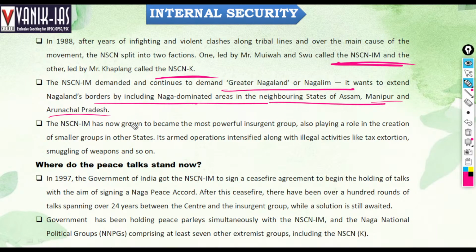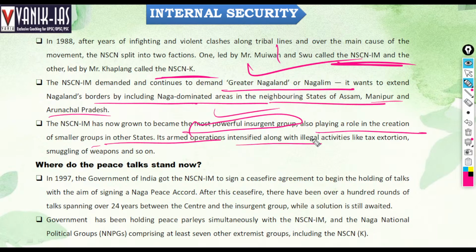But NSCN-IM has now grown and become the most successful and powerful insurgent group. It is continuously demanding Nagalim or Greater Nagaland, and also plays a role in the creation of similar groups in other states. Armed activity has intensified along with illegal activities like extortion, smuggling of weapons, and so on. Because there is hilly terrain, and there are the Myanmar and Bangladesh borders, that area has become a hub of terrorism or armed conflict.